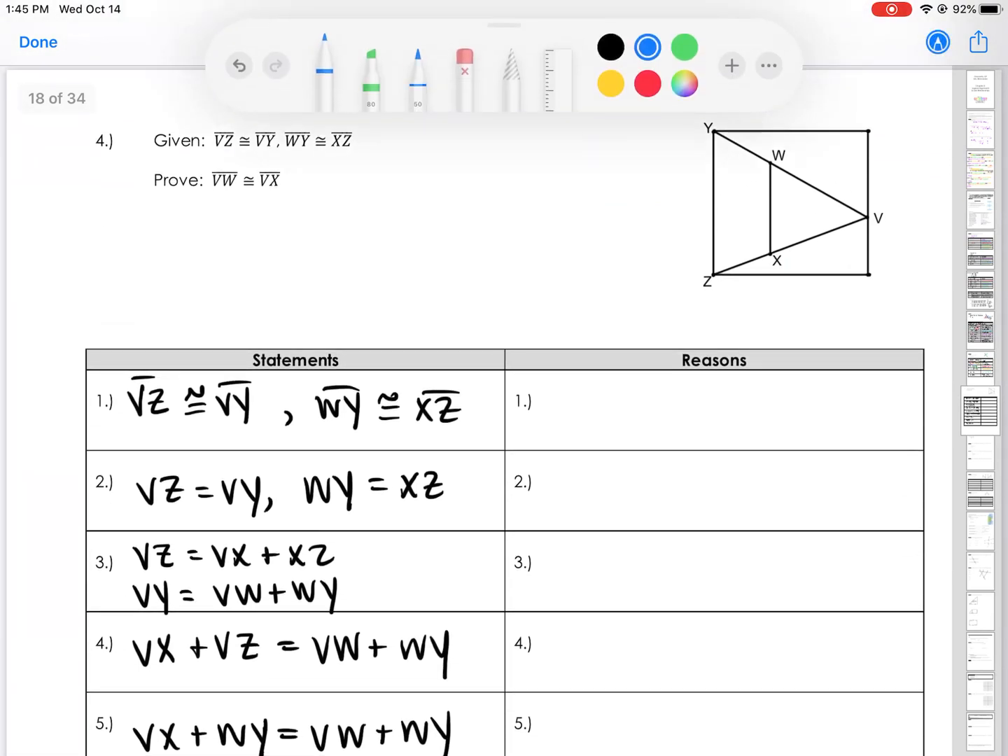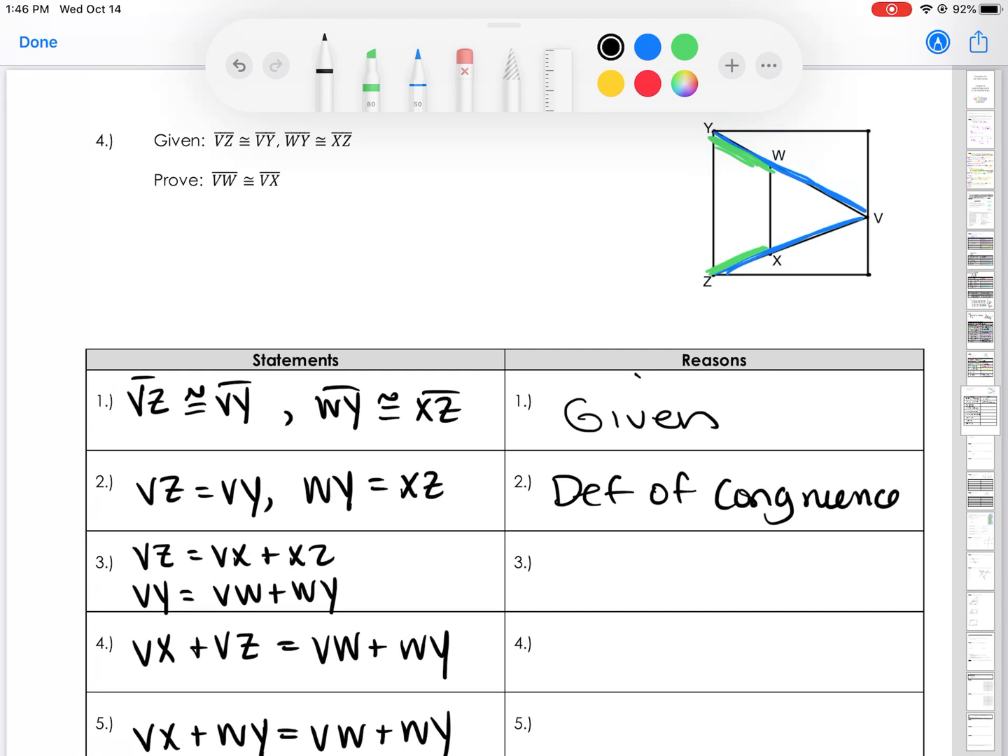Okay, last but not least, we have the shape, and we know that VZ is congruent to VY. Okay, we also know that WY is congruent to XZ. And we want to prove that VW is congruent to VX. So of course our first piece of information is our given. And we're switching all of those equals to congruence. So that's just definition of congruence.